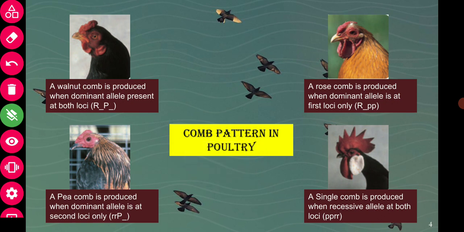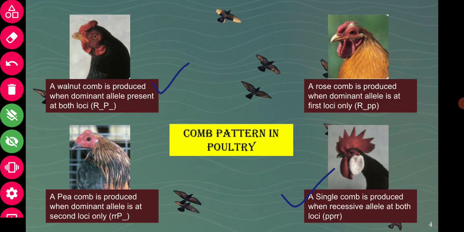Now, what are those four types? The first one is walnut comb. For understanding walnut comb, first we will see what a single comb is. Here, at number four, you can see the single comb. A single comb is produced when a recessive allele is present at both the loci. So now it is clear that it is controlled by alleles present at two loci. When all four alleles present at two different loci are in recessive form, there will be a single comb pattern.